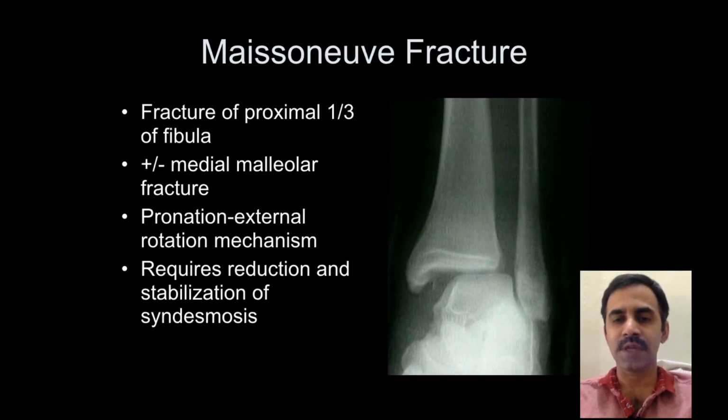If you see an X-ray like this with no fibular fracture, we should be suspicious of a high fibular fracture. Such an injury is called a Maisonneuve fracture. It is a fracture of the proximal one-third of the fibula with or without medial malleolus fractures. The mechanism is pronation external rotation. It requires reduction and stabilization of the syndesmosis.